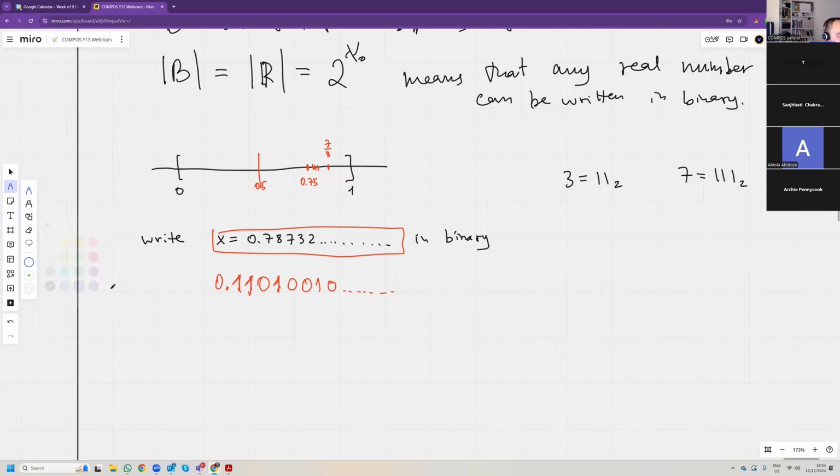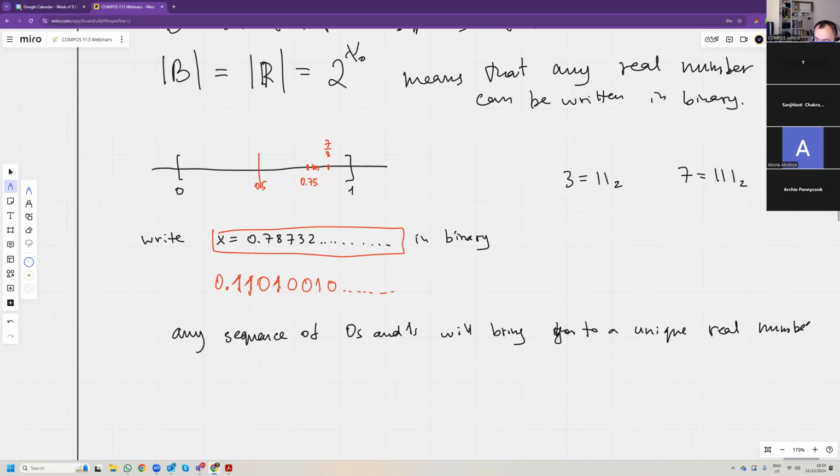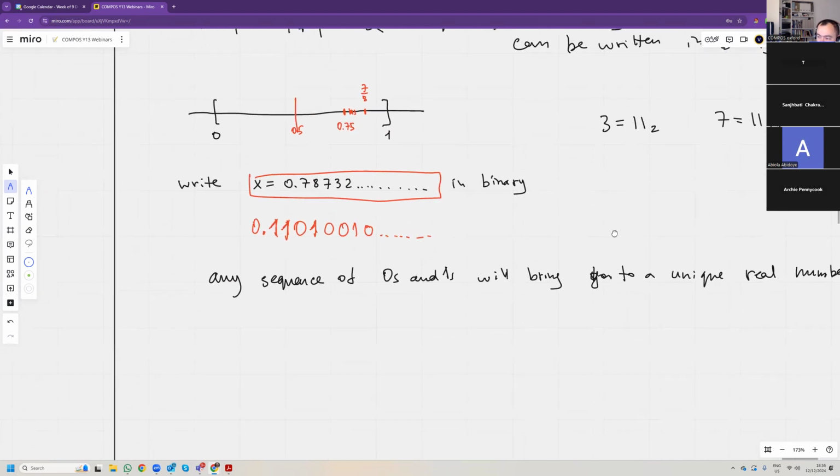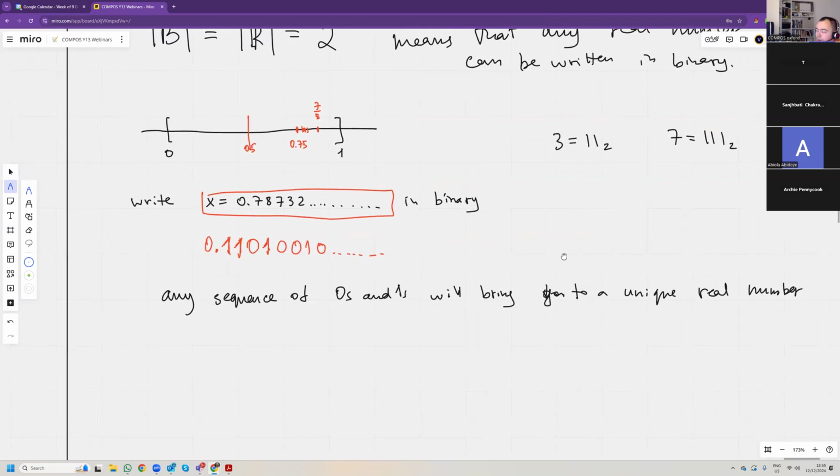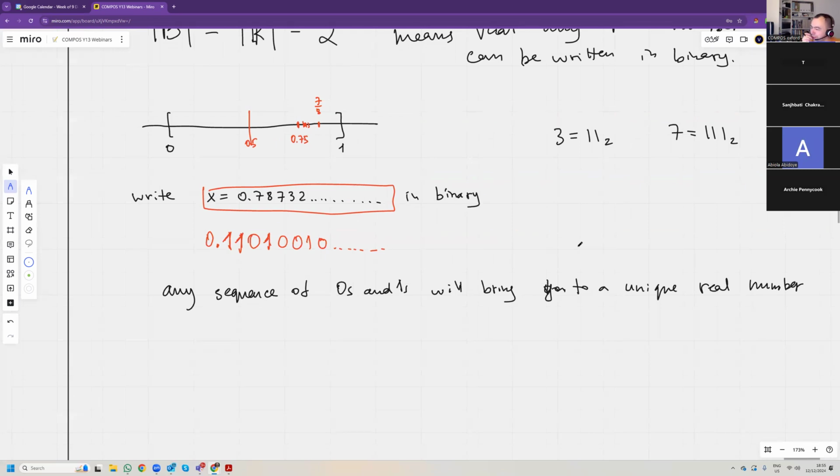So any sequence of zeros and ones will bring you to a unique real number. Yes, there are rough edges, and unfortunately, I don't know how to resolve the rough edges. But I won't talk about this now. So any sequence of ones and zeros will bring you to a unique real number.